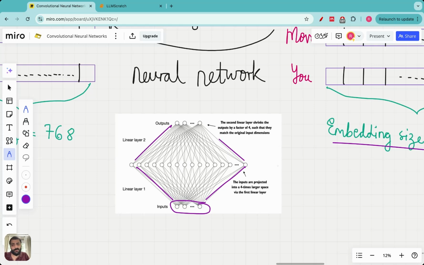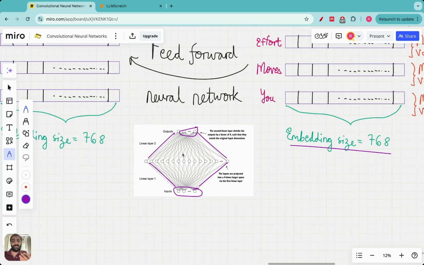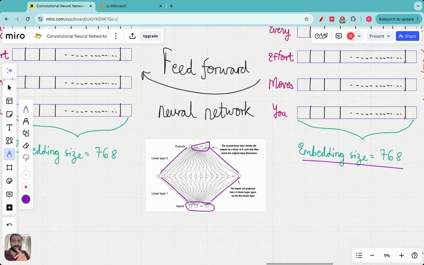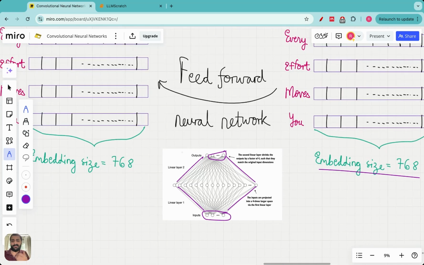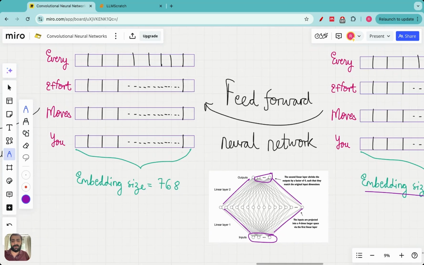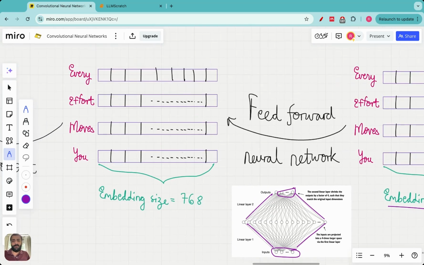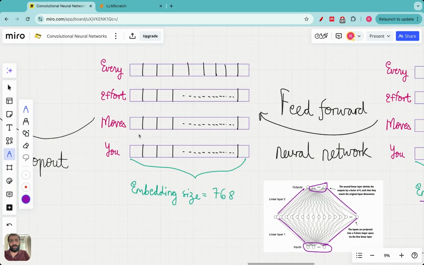So the output from this neural network is the same dimension as the input, but there is this expansion and contraction which is happening, and that allows a much richer exploration of parameters. That makes our LLM much better at prediction of the next word since it captures the meaning in a much better manner. So if you look at the output from this neural network, it is the same size as the input which entered it.